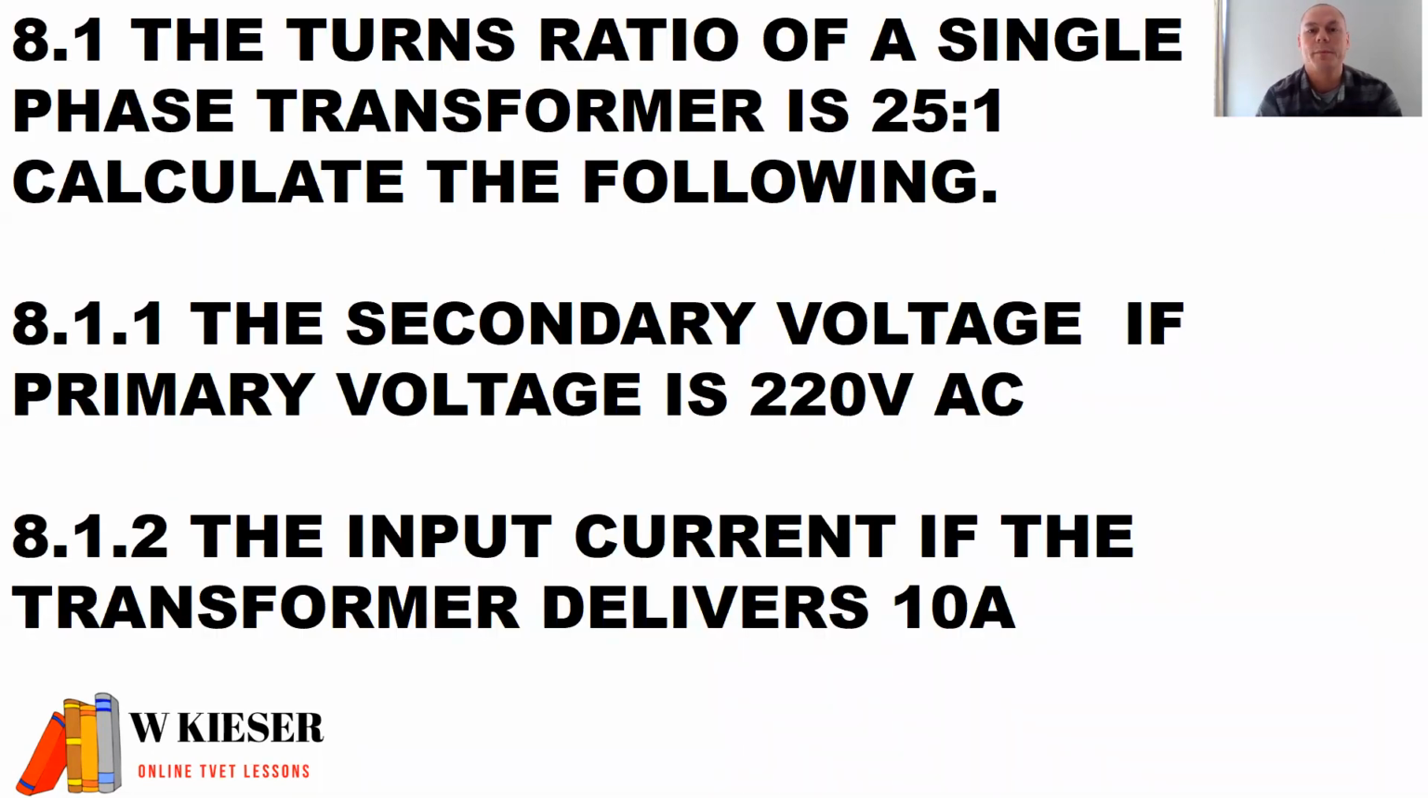Now, in the first question, we'll be looking at a single phase transformer. The turns ratio of a single phase transformer is 25:1. Calculate the following. So this is a step down single phase transformer. In 8.1.1, calculate the secondary voltage if the primary voltage is 220 volts AC. In 8.1.2, calculate the input current if the transformer delivers 10 amps.